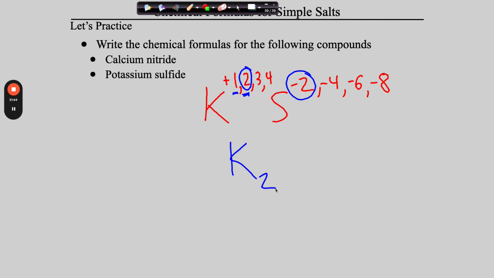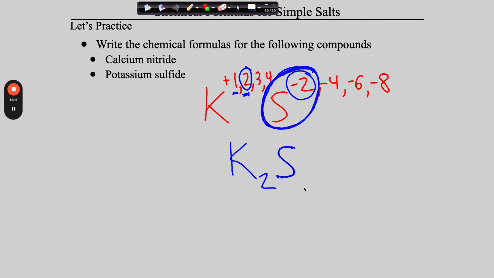But then the question is, how many sulfurs do we need? And a lot of times I hear the answer 0. Guys, the answer is not 0. 1 sulfur has a charge of -2. So we need 1 sulfur to make this -2. Understand there's an understood 1 there that we don't write. But this would be potassium sulfide, K2S.